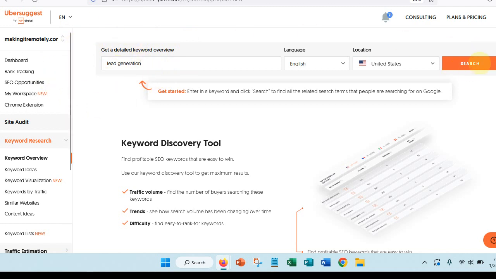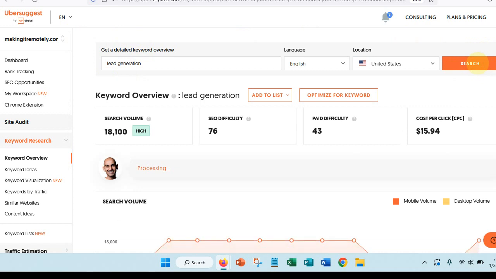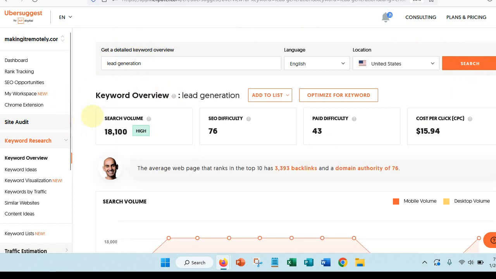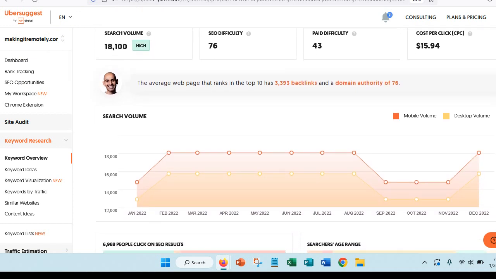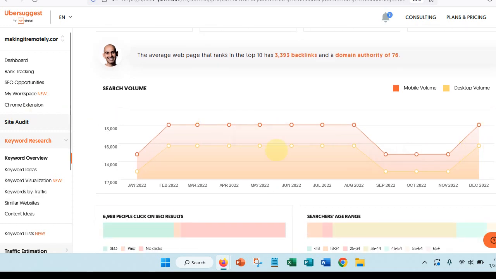So we start here, we do our search, and look. Now, it gives you search volume. That means that 18,000 people a month are looking for the term lead generation. So that is a pretty popular term. It also gives you the trend. So this seems to trend well from January all the way through to September. And this is what happened last year. So this is actual data from last year.